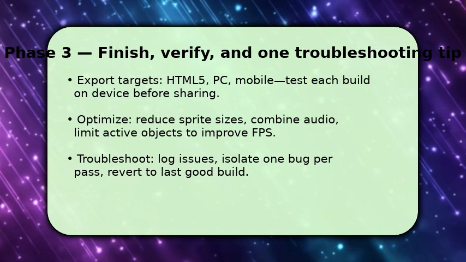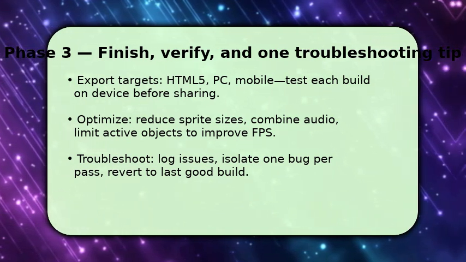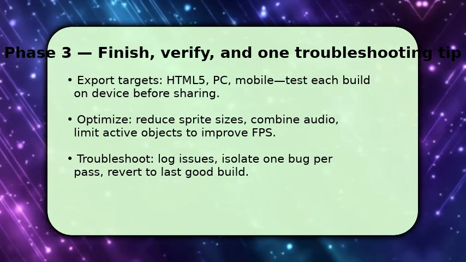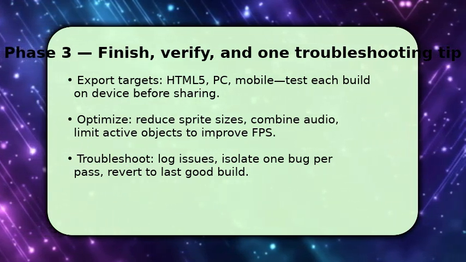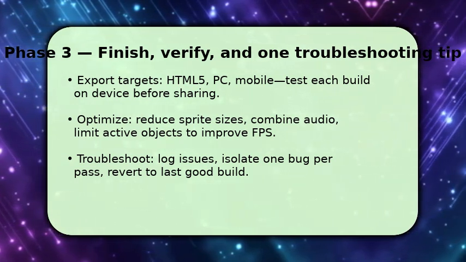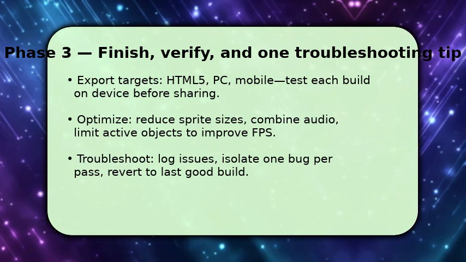Shrink sprites, combine short audio files, and cap active objects so frame rate holds. When bugs appear, isolate one issue per test pass and revert to the last known good build if needed. This prevents cascading changes. Finally, gather focused feedback from 3-5 players.